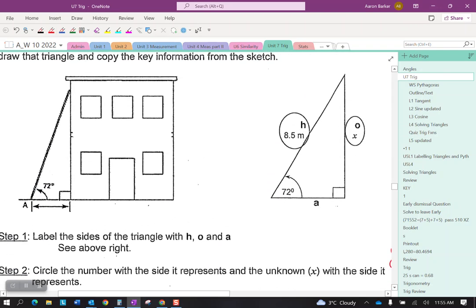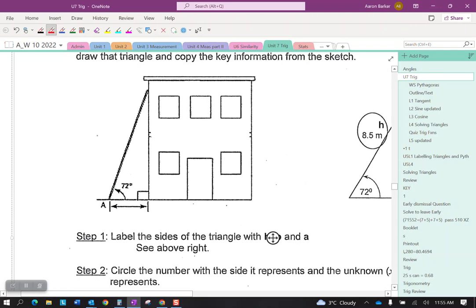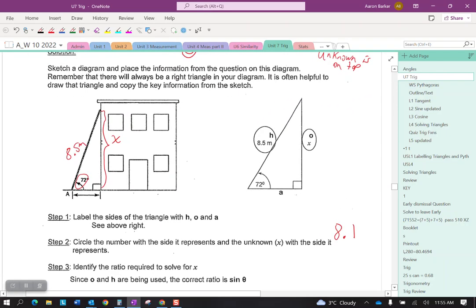So, drawing on our diagram then, the ladder is 8.5 meters long. That tells us it's in this location. 72 degrees is down below, and we want to know this distance. How far up the building does the ladder reach? So that's x. Okay. In a simplified triangle, there you have it.